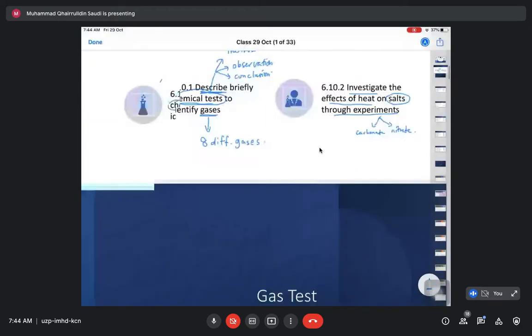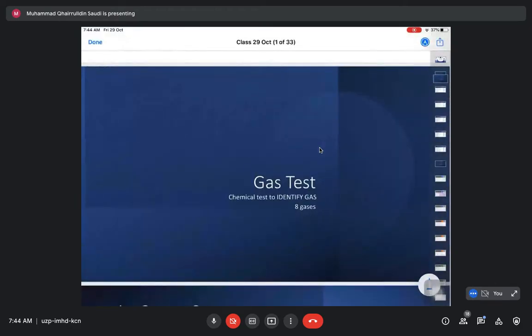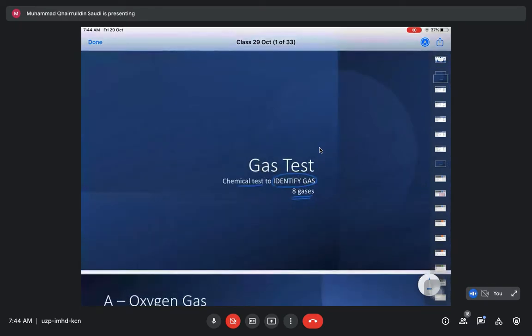So the first one is the gas test. Like I said before, you should be able to know the chemical test to identify the gas, and we have 8 gases. So you have to know the methods to identify 8 gases, starting from the method, then what is the observation that you should get, and what is the conclusion from the observation. If you have anything, just write down in the chat box. If my voice is not clear or I speak too fast, let me know as well.